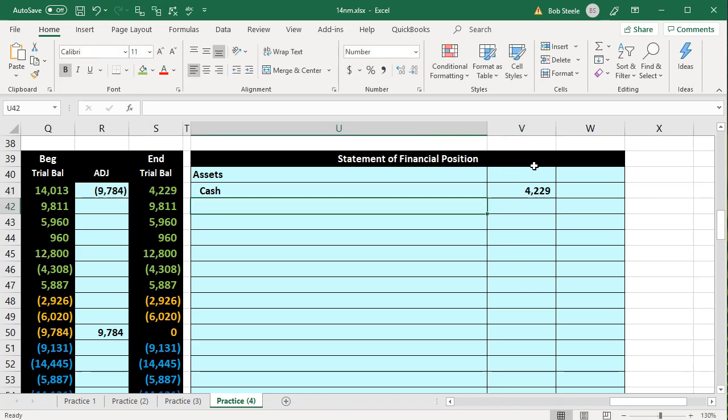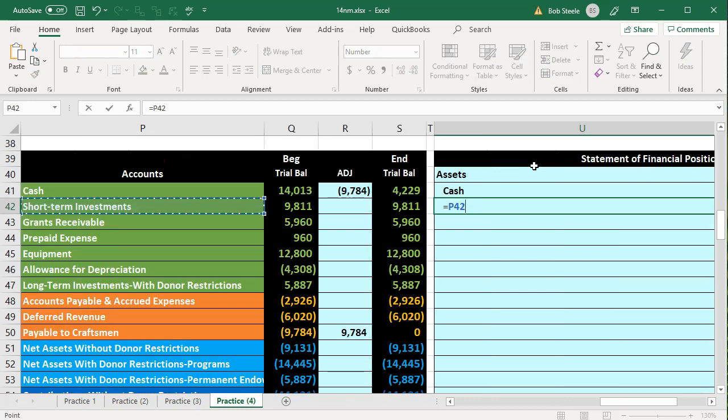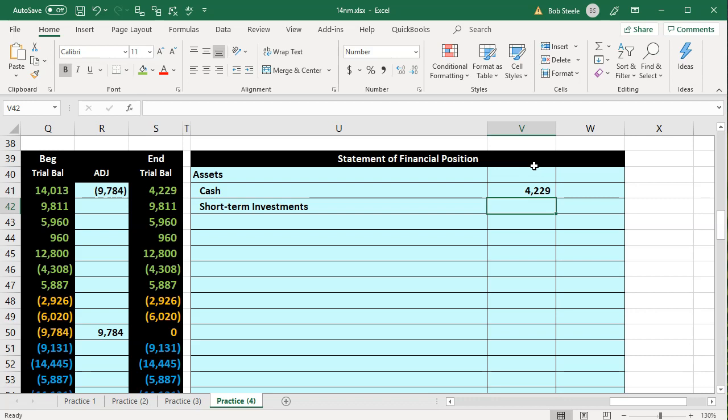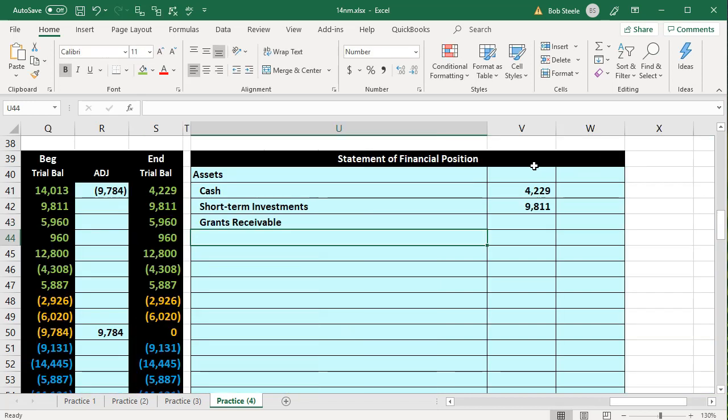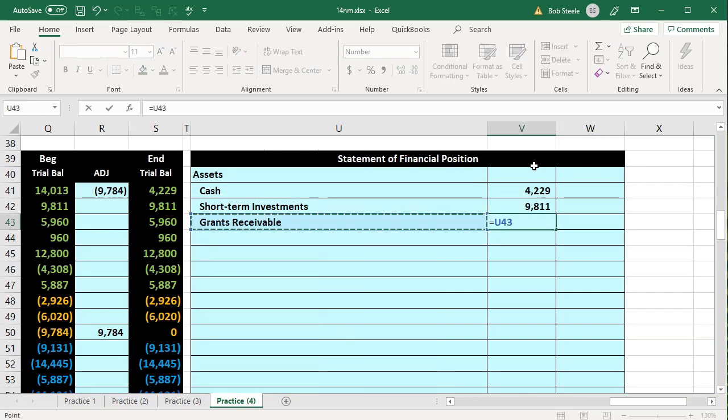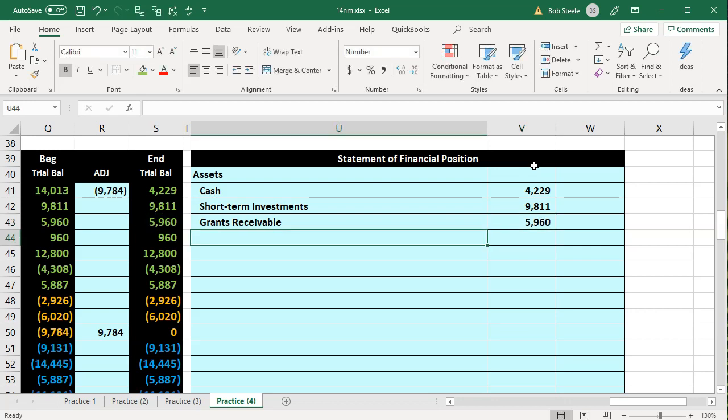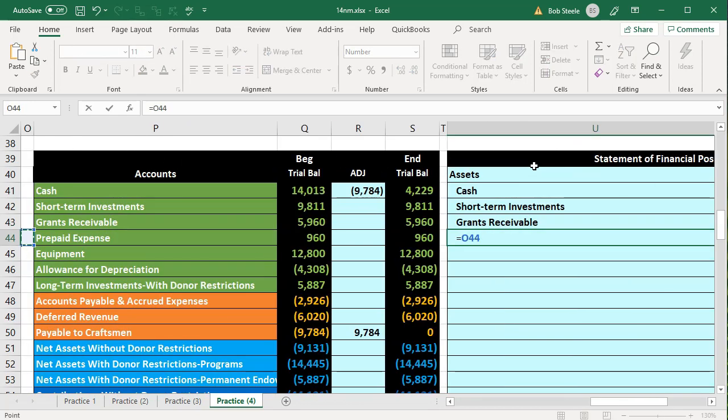4,229. Next, we're going to have the short-term investments. We're just going straight down the line to short-term investments, which is the next one in line. And that one is going to be equal to that 9,811. Next, we're going to have the grants receivable. Grants receivable is going to be equal to the 5,960. Then we're going to have the prepaid expenses.